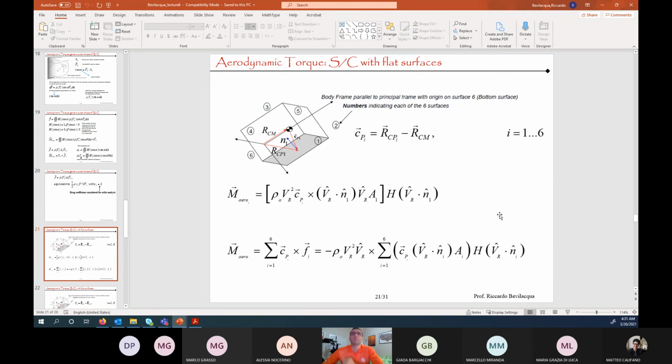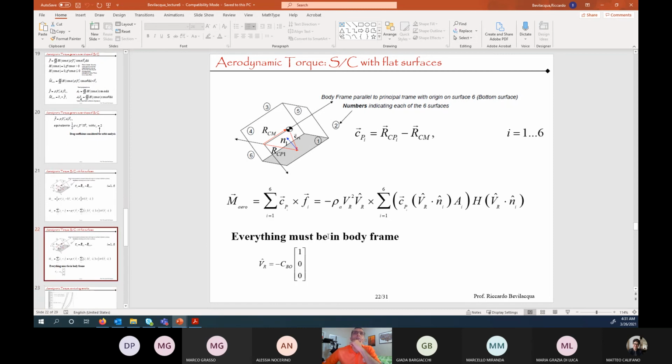Nothing really that surprising, obviously. Yeah, that's the same expression. You need to be careful that everything has to be in the body frame. Remember Euler's second law, the equations that we've seen multiple times at this point. Everything there is in the body axis. The angular velocity is in the body axis. The moment of inertia is given in the body axis. So every vector here will have to be in the body axis.